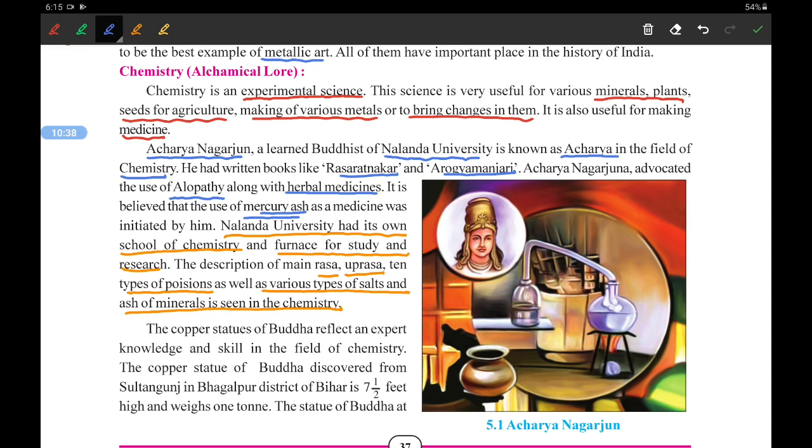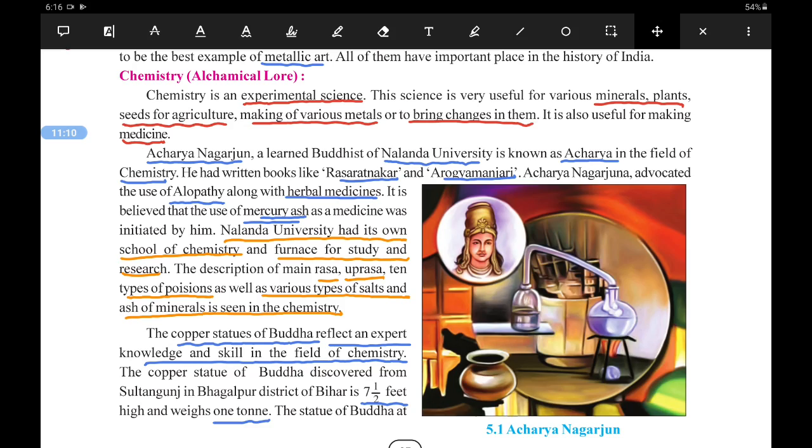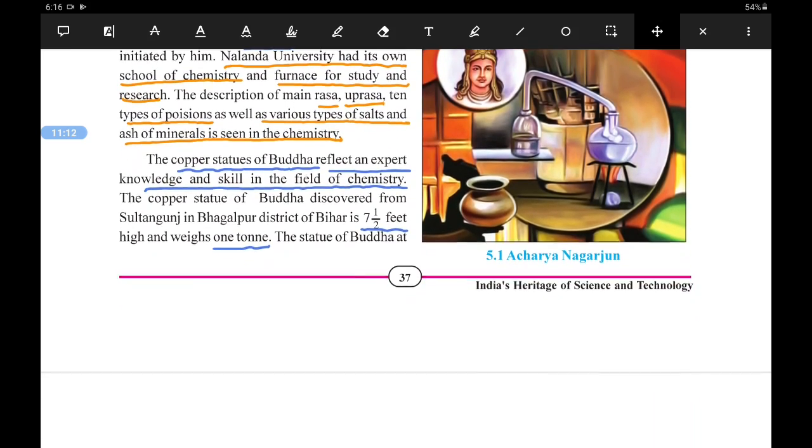The copper statue of Buddha reflect an expert knowledge and skill in the field of chemistry. Now copper, you might be knowing, right, is one of the oldest chemicals or minerals that we use, right? And to mold it into a statue needs a great knowledge, and that's why it is considered a great achievement in the field of chemistry. The copper statue of Buddha discovered from Sultanganj in Bhagalpur district, Bihar, is 7.5 feet high and weighs 1 ton. Okay, now 1 ton is 1000 kgs.